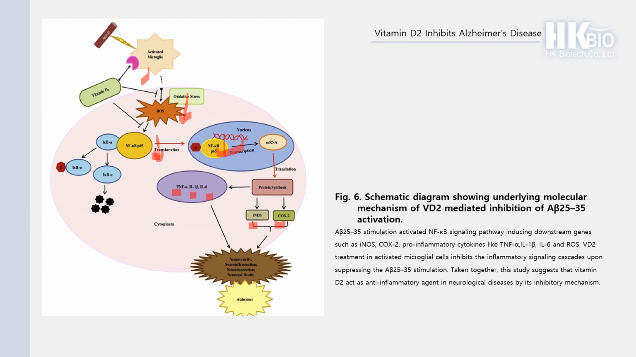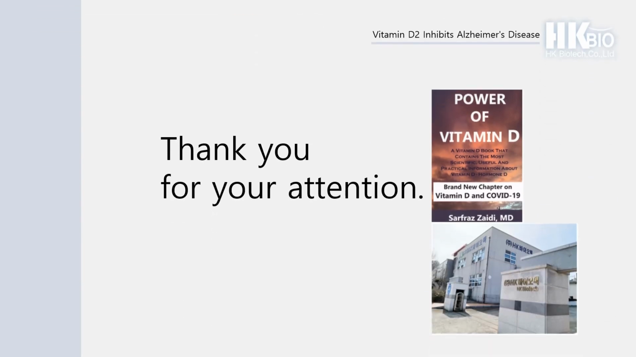So finally, this study means that vitamin D2 might prevent and treat Alzheimer's disease. Through this presentation, we discussed the production of vitamin D2 from Shiitake mushrooms and its anti-inflammatory functions in BV2 cells. I hope that the knowledge obtained from this presentation will help you in your further study.